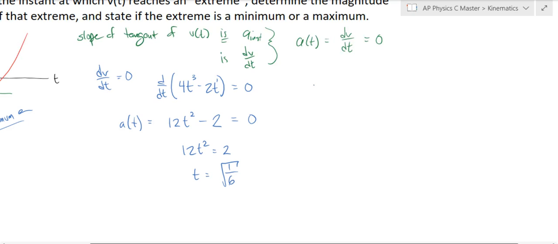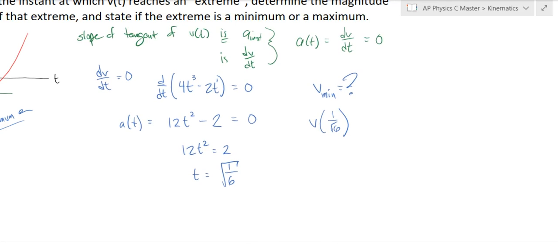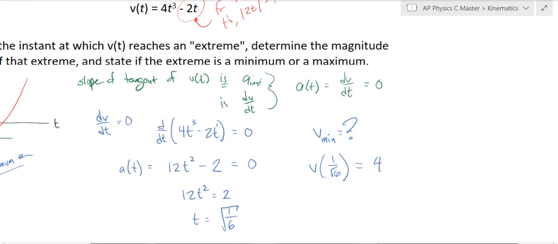Now we want to find, well, what is the value of v minimum? So what we say is, let's evaluate our velocity function at time 1 over radical 6, same as radical 1/6. So that function for v is 4 times t cubed, so that means 4 times 1 over radical 6 cubed. That's clunky. Minus 2 times 1 over radical 6.